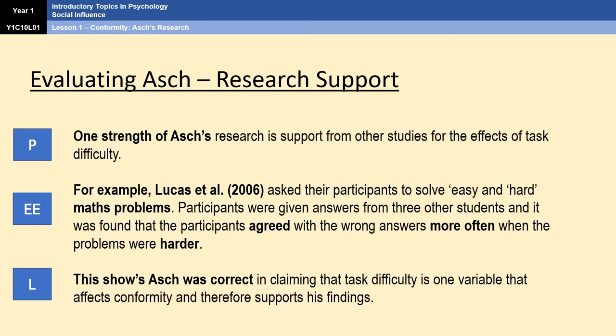Okay, now something to keep in mind here is that this point is specifically for the impact of task difficulty. It's not for Asch's research in general. Okay, so please remember to say that when you're writing it. Don't say research support for Asch's research. Say research support for Asch's research into task difficulty, and so on and so on.